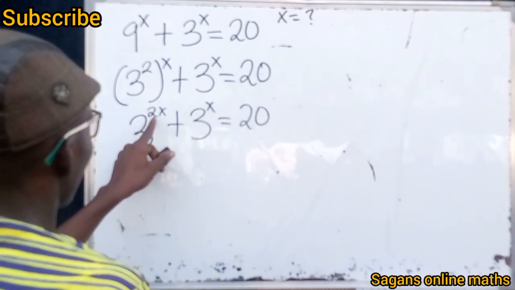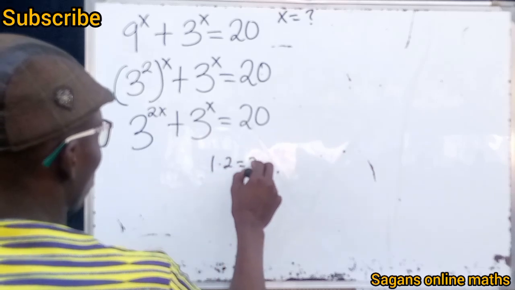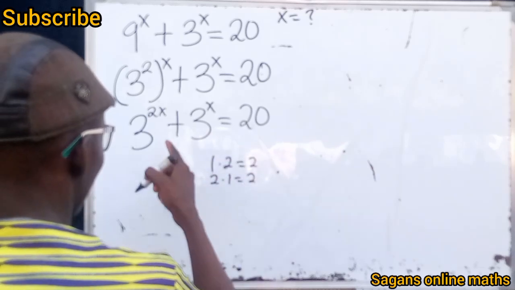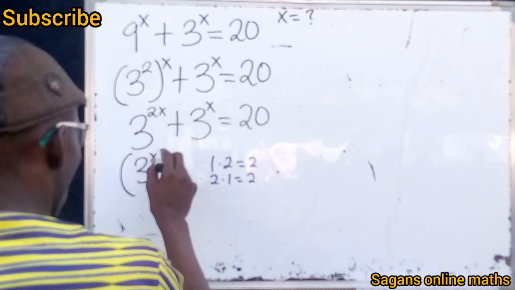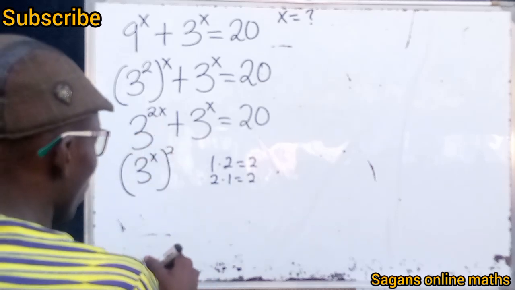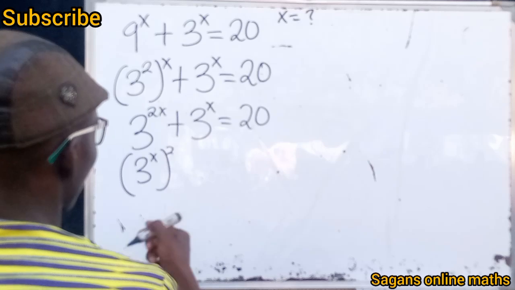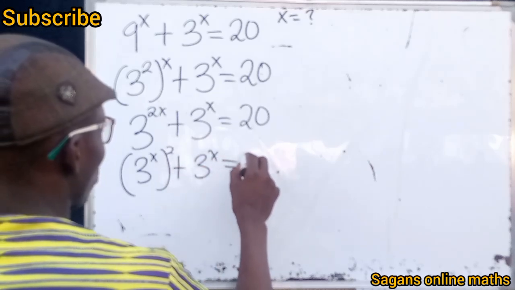Now, do you know that 1 times 2 is equal to 2, and in another way 2 times 1 is equal to 2? So in place of this, you can write that this is 3 raised to the power of x, all raised to the power of 2, because x times 2 is the same as 2x. Okay, so you can remove this from here. That's very interesting. Now plus 3 raised to the power of x equals 20.